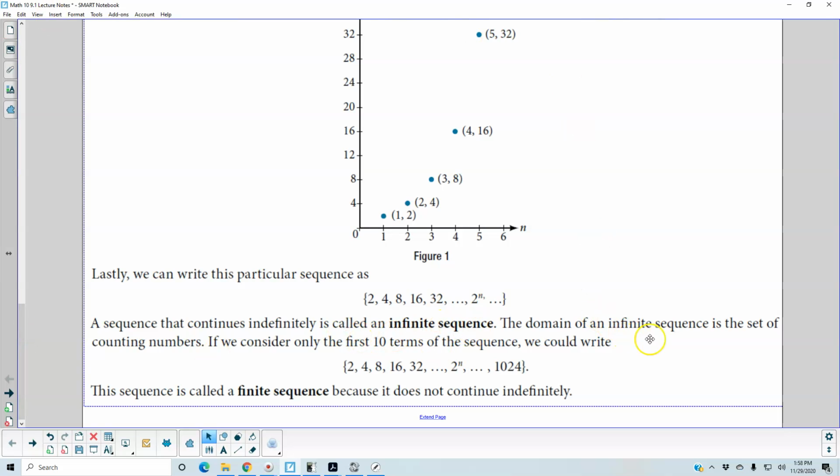The domain of an infinite sequence is the set of all counting numbers. So in this case, because of the ellipsis at the end, this is a continuation, which tells us this is an infinite sequence. Now, if we consider only the first 10 terms of the sequence, we could write the following: 2, 4, 8, 16, 32, and it ends at 1024. Because it ends here and not with the ellipsis, we would call this sequence a finite sequence because it does not continue indefinitely.